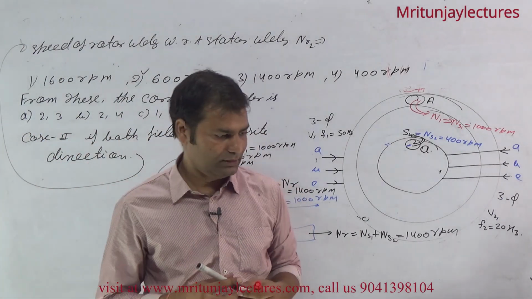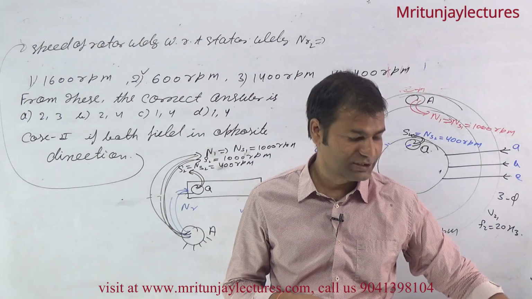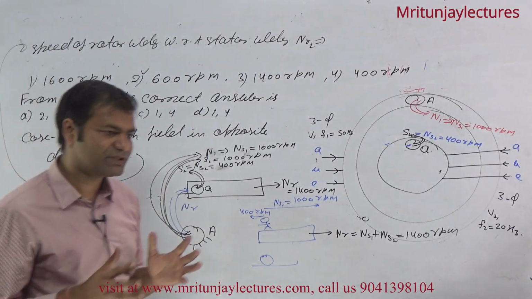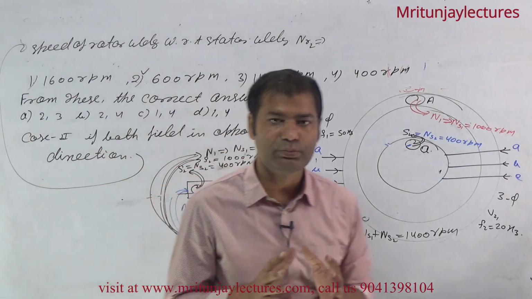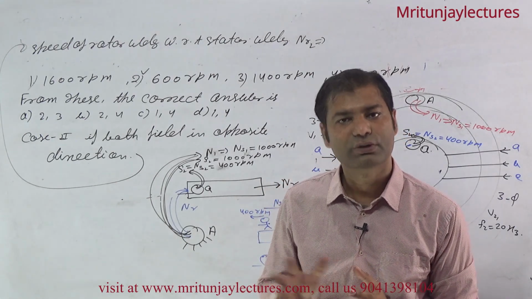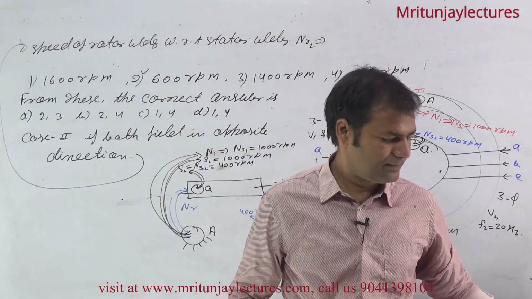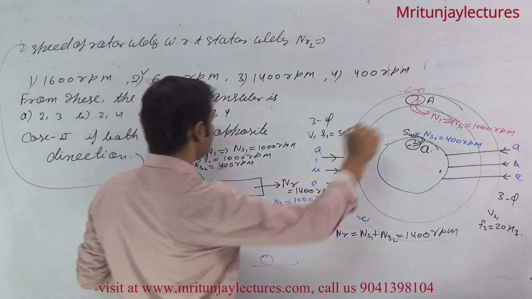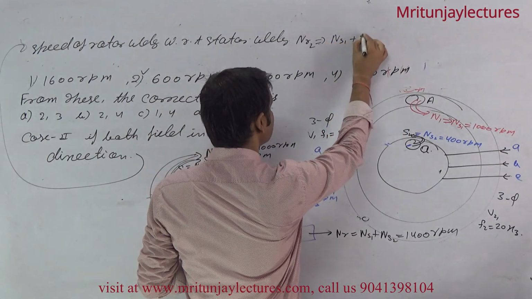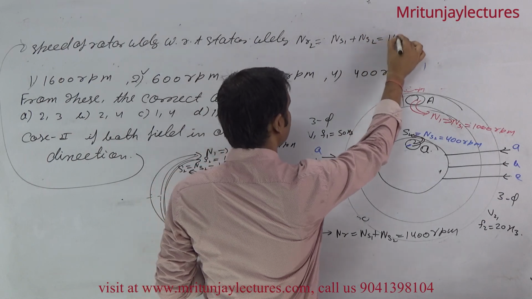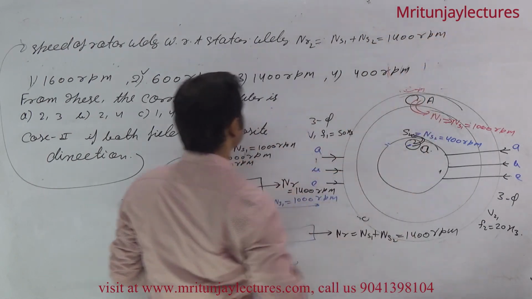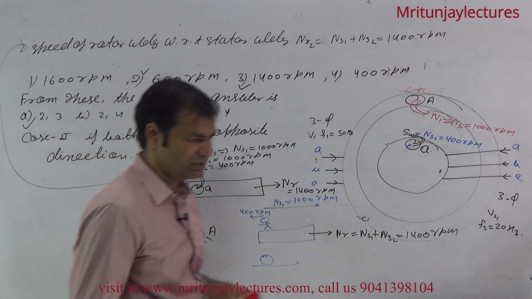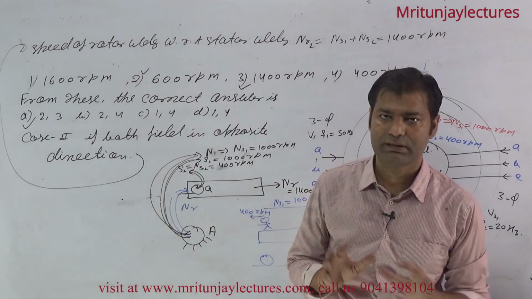If S2 is also 1000 rpm with respect to the stator winding and N1 is also 1000 rpm with respect to the stator winding, then both are stationary with respect to the stator winding. Clear? So you can say that NR2 is NS1 plus NS2, that is 1400 rpm. Clear? So 2 and 3 is the correct option. A is the correct option. Both possibilities 2 and 3 are generated here.